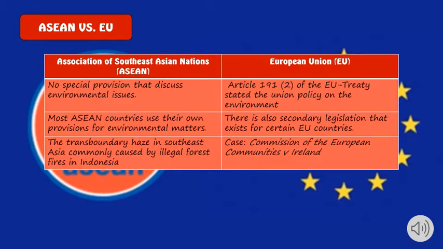ASEAN countries are said to have no special provisions on the environment, but have provisions according to their respective countries. Among them, Malaysia has the Environmental Quality Act 1974, Singapore has Environmental Protection and Management Act, while the Philippines has RA 8749 Clean Air Act of 1999.